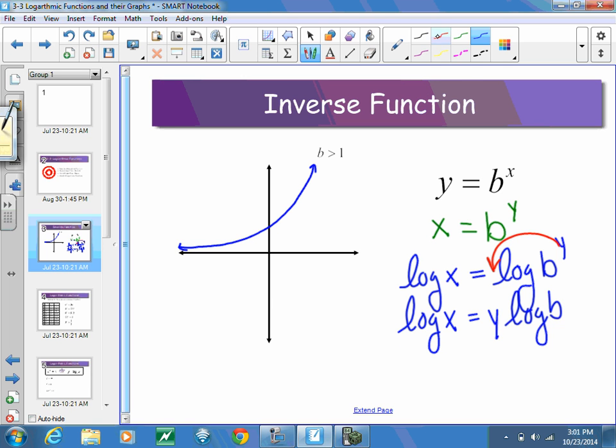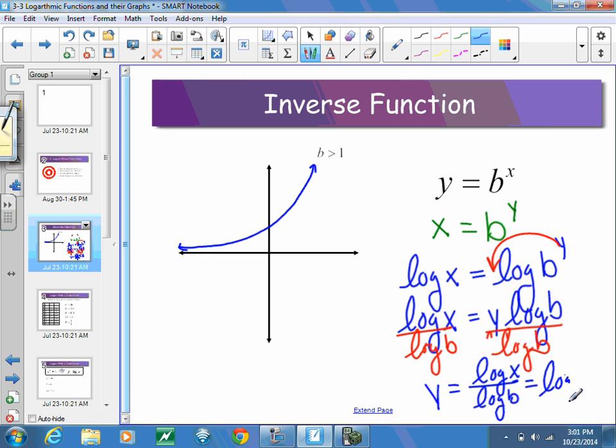I can now divide both sides of my equation by the log, so I'm going to divide by the log of b. And I end up with y equal to the log of x divided by the log of b, which we will end up talking about is the same thing as log base b of x. And so this is where our logarithm comes in.